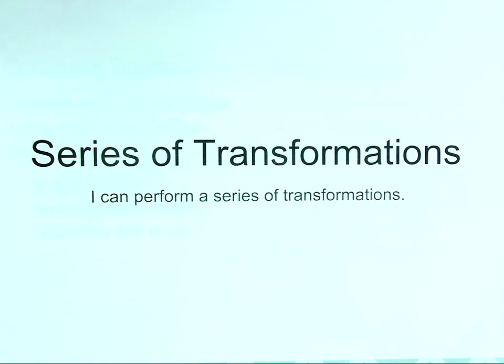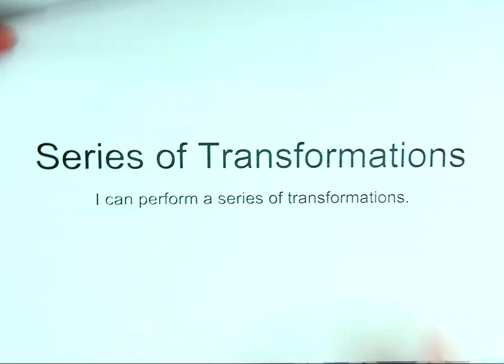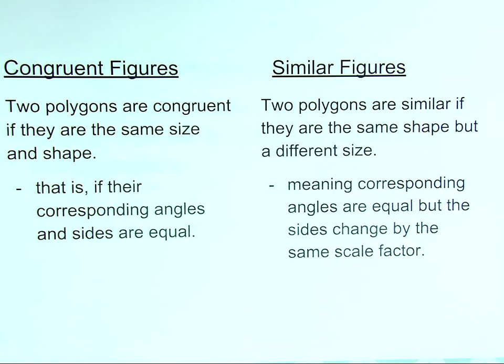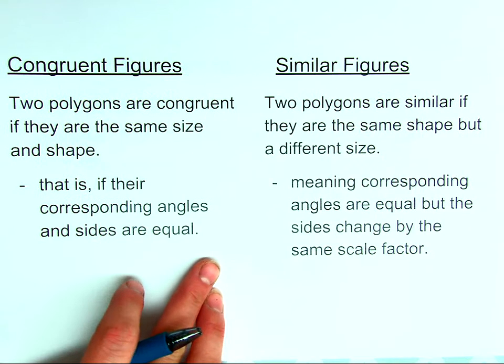Okay, we are going to work on performing a series of transformations, which means we might do a translation, and then we might rotate, and then we might reflect, right? We're going to do multiple transformations on one image. So before we get into that, we're going to talk about congruent and similar figures.